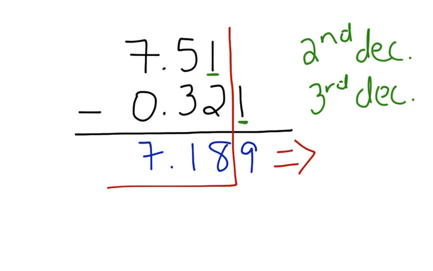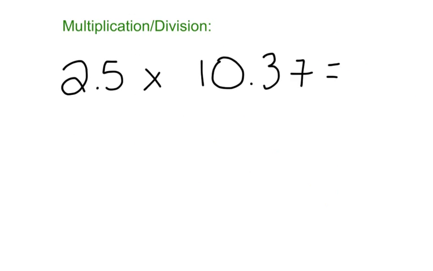So 7.189 becomes 7.19. You cannot put a 0 at the end of the number because that would add a significant figure. Alright, multiplication and division. Its rules are different. For multiplication and division, the rules are based on the number of significant figures.